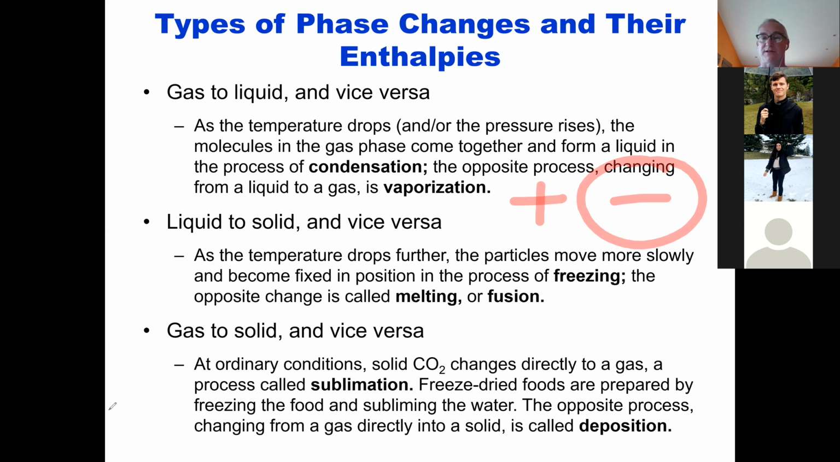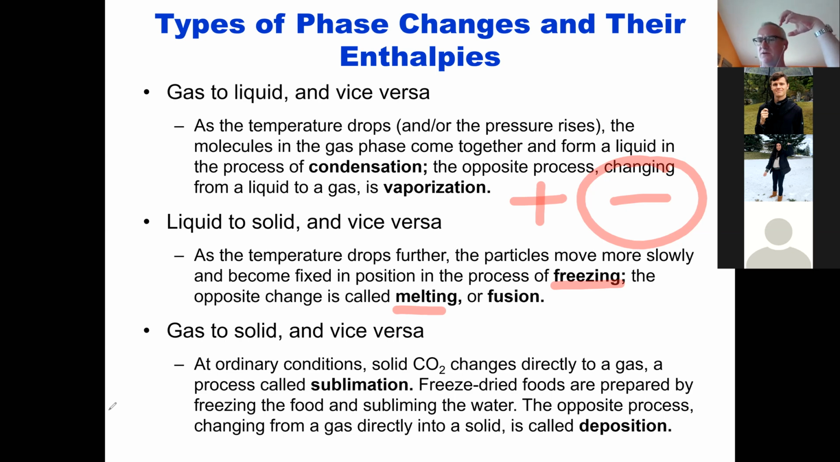Same is true from liquid to solid. We saw the difference between freezing and melting, and then finally gas to solid and back and forth. And we know that dry ice is called dry ice because it doesn't really have a liquid phase. You can get it into a liquid phase at very high pressure.